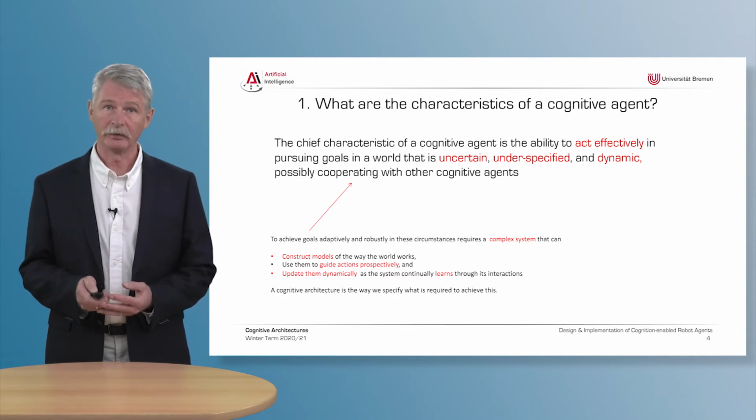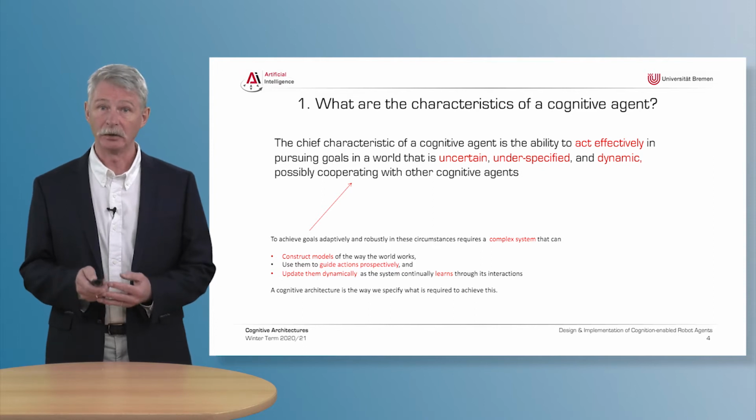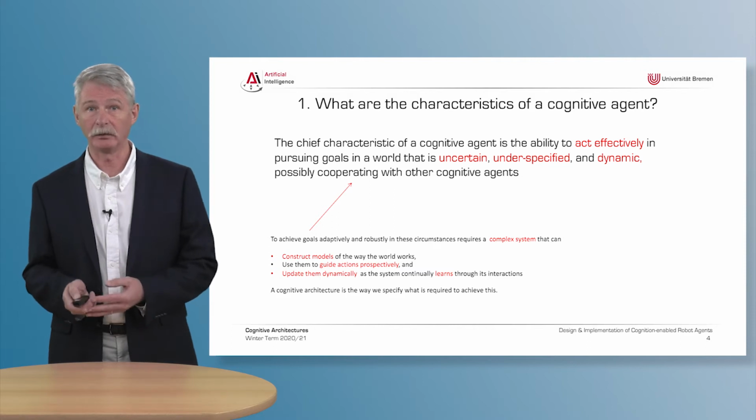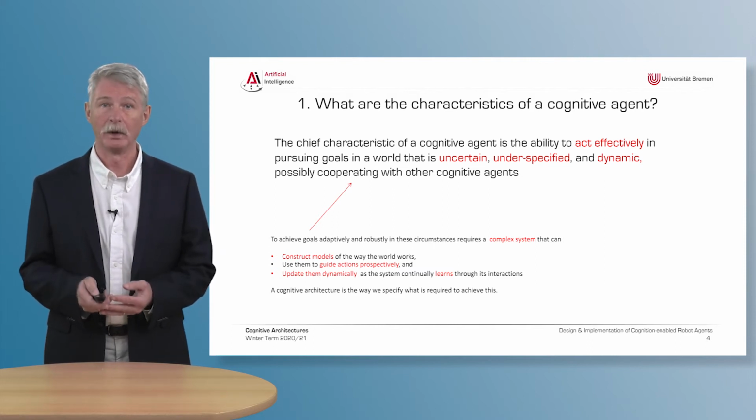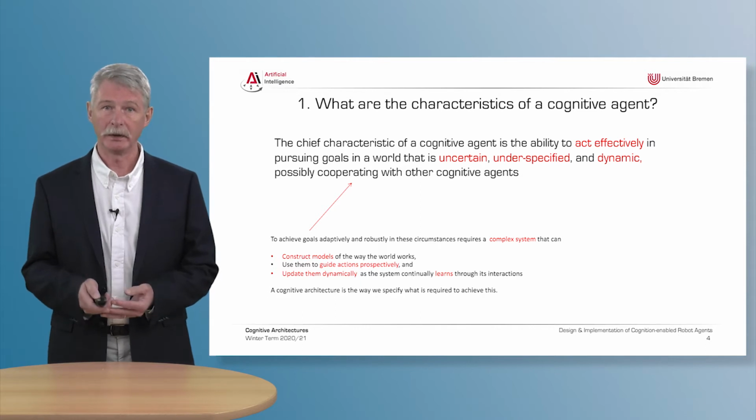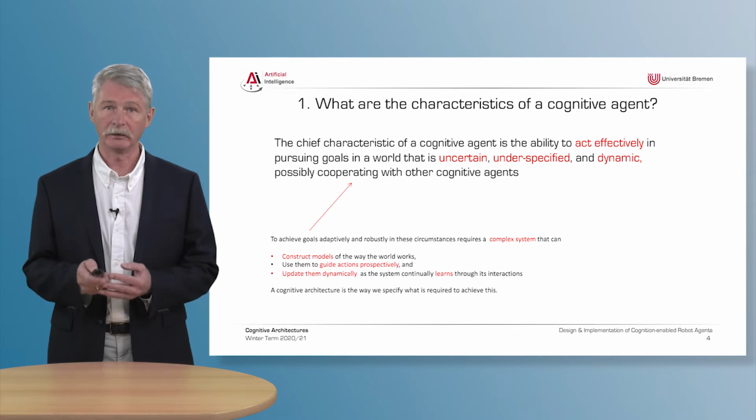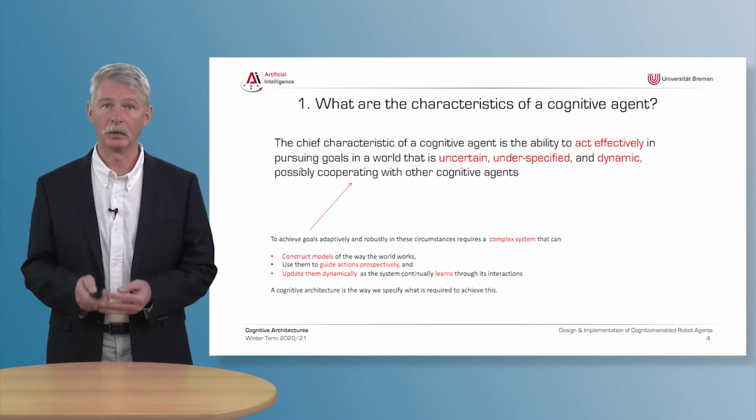To accomplish this, the agent constructs models of the way the world works, and it uses these models to predict the need for actions and to predict the outcome of the actions. We refer to this ability as prospection. Ideally, the agent continually updates the models, learning and improving its performance. So, a cognitive architecture is how we specify what is needed to do all this.